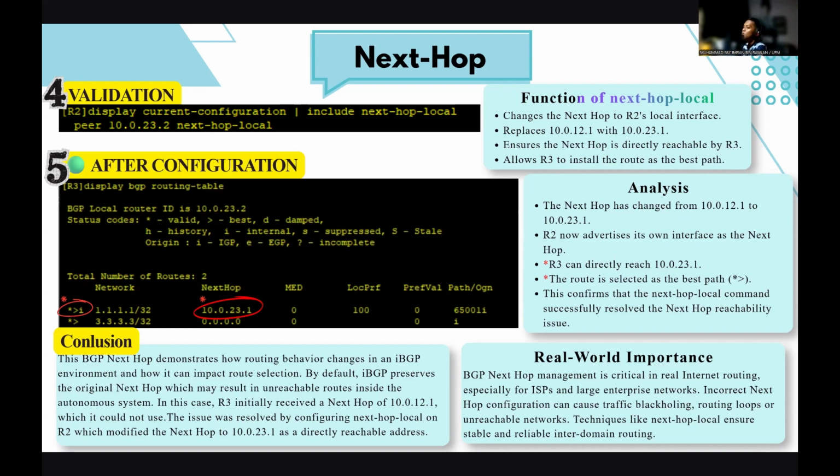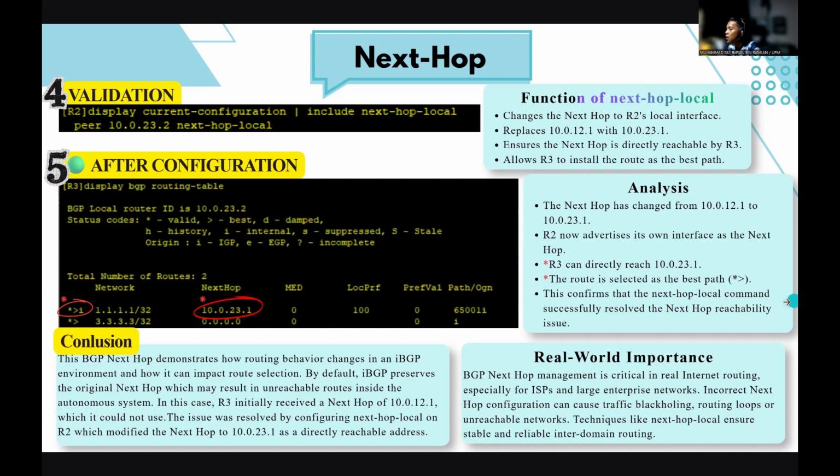So for the conclusion, in this next-hop attribute, we can learn that eBGP changes the next hop automatically, but iBGP keeps the original next hop. So by using the next-hop-local command, we can change the next hop for iBGP to become a reachable address to solve the routing problem.